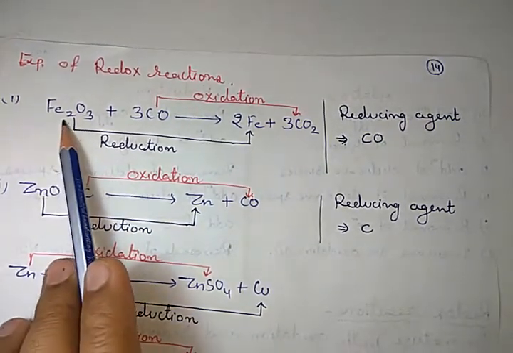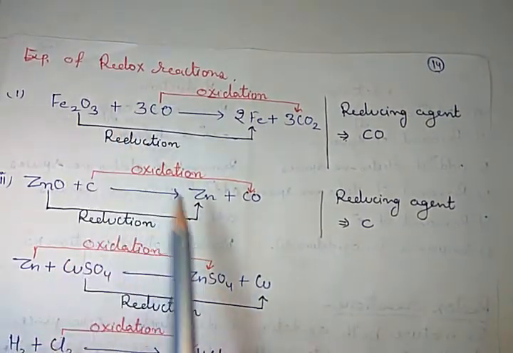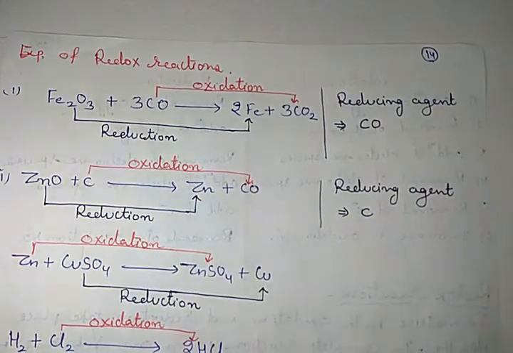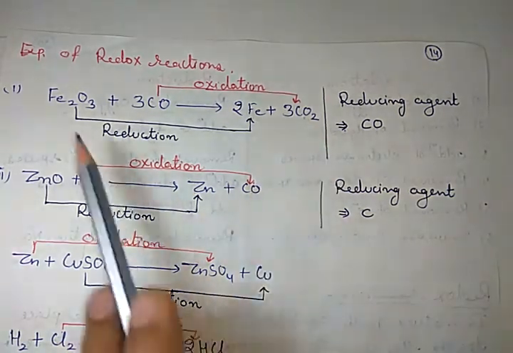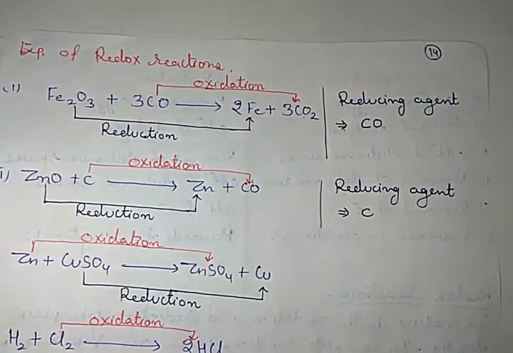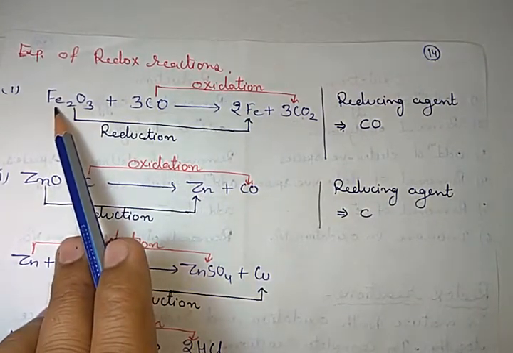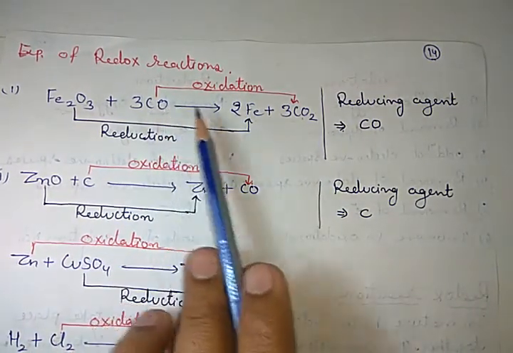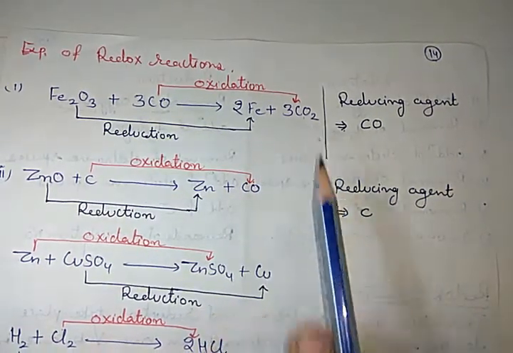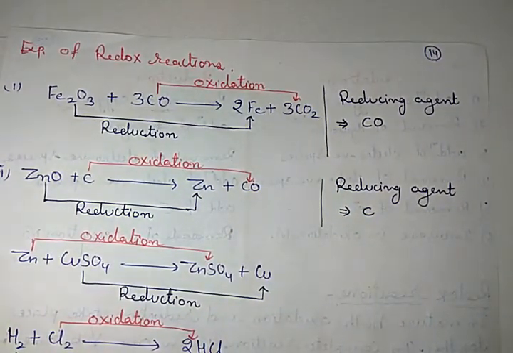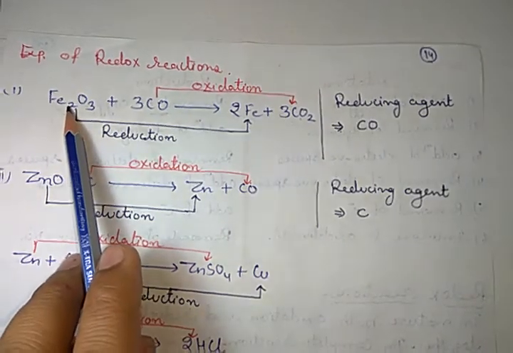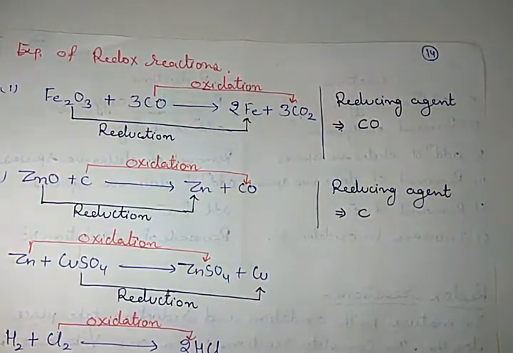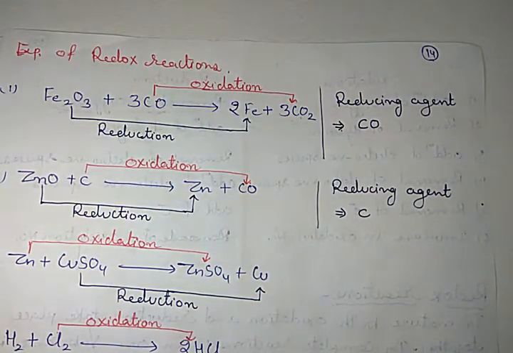Now let's discuss the first reaction, in which Fe2O3, that is ferric oxide, reacts with carbon monoxide CO and converts into Fe plus CO2. Here the 3, 2, 2 are for balancing. So again, Fe2O3 reacts with CO and makes Fe and CO2. Now we have to find out which substance is going through oxidation and which through reduction. A very simple concept can be used: look at the reactant side and the product side and find what is going on there.